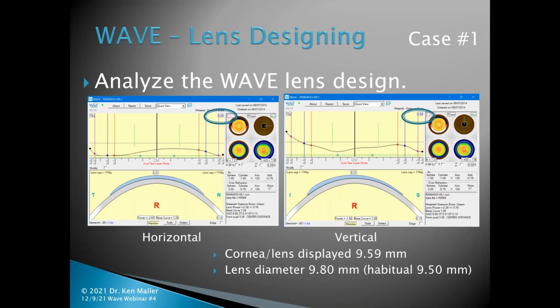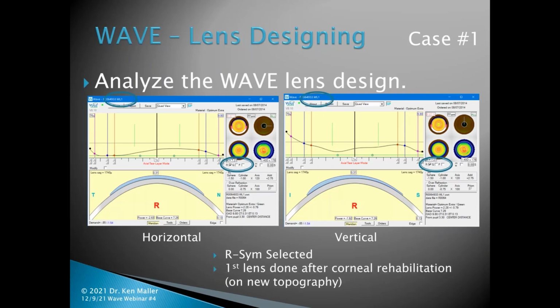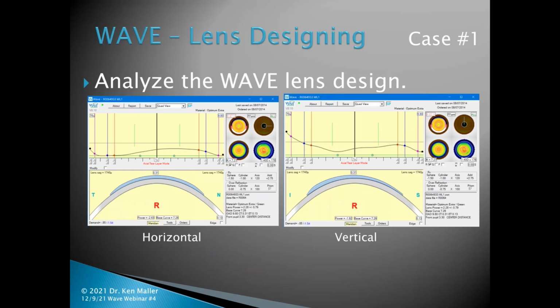Again, because if you go larger, not only does it create physiologic issues, it also creates mechanical issues where they can't get the lenses off because they're not accustomed to opening their eye up wide enough to get to the larger diameter lens. So we've got the horizontal and vertical displayed, and we see here that I've selected R-Sym on this design. And this is the very first lens that I did after the corneal rehabilitation, which was the new topography that I took, which was the one that I had just shown you.